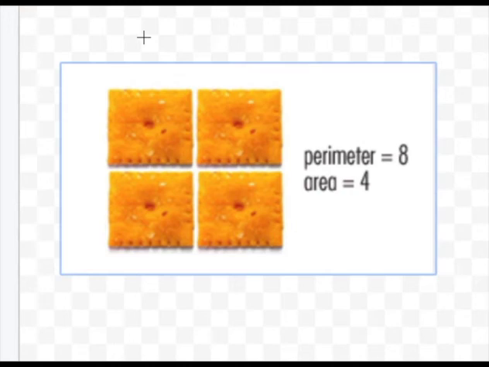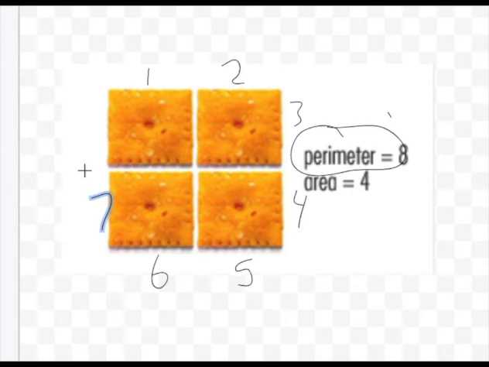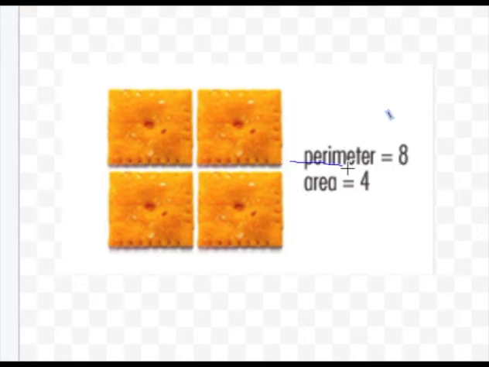Okay, so you can do this with your own food at home right now. These are cheese squares or something. Grab whatever. There's 1, 2, 3, 4, 5, 6, 7, 8. My perimeter here is 8. 8 pieces all the way around. And if I wanted to look at the area, again, you could do this at home yourself. I only needed 4 pieces because there's only 4 square units. It has an area of 4 square units. 2 times 2, actually, if you look at it.